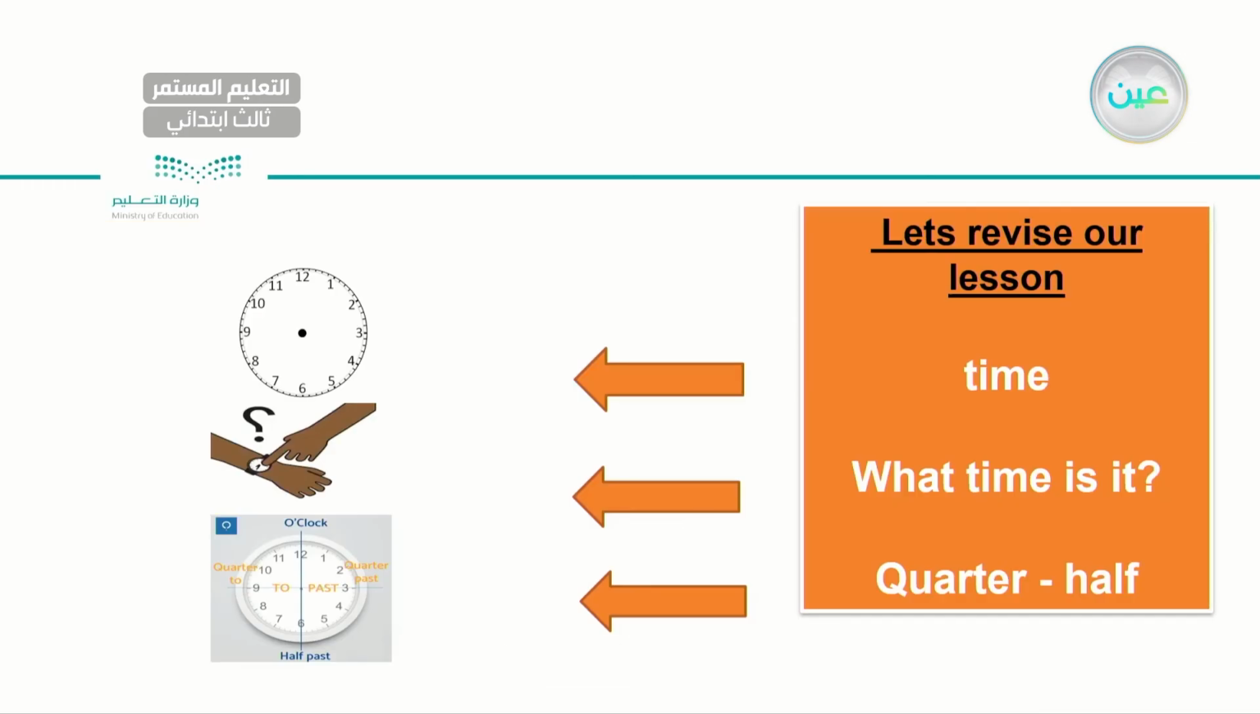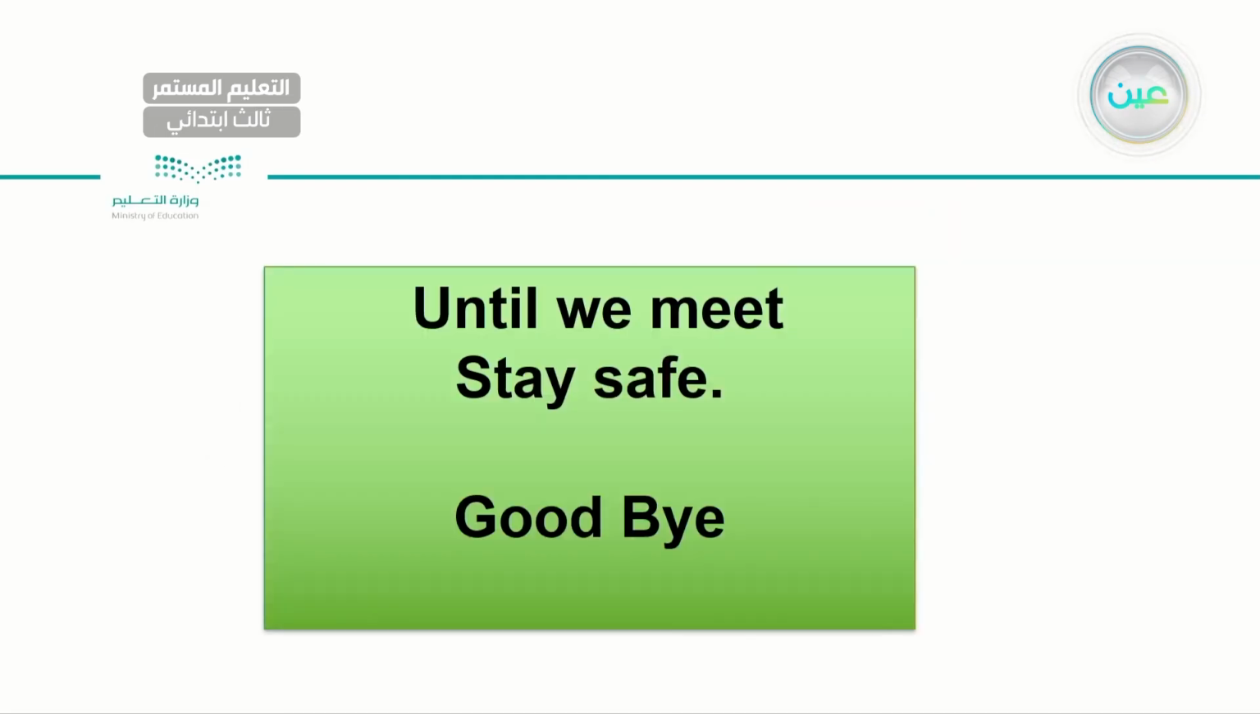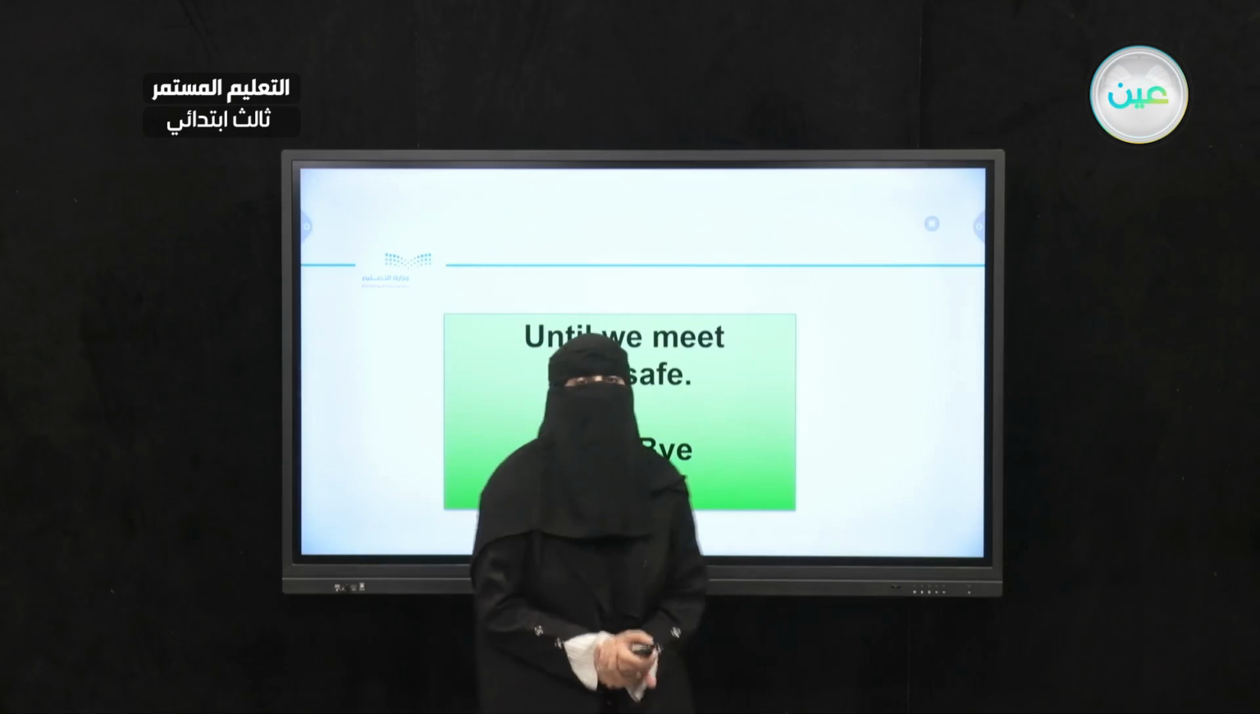So let's go ahead and revise what we have learned in our enrichment activities. We revised how to say the time, how to answer the question, what time is it, or what's the time, please, my dear student. Also, we were able to use the words quarter and half. By using these words, we were able to answer the question, what time is it? So that was my lesson, my dear student.